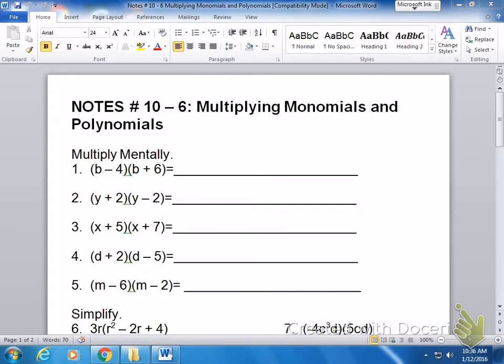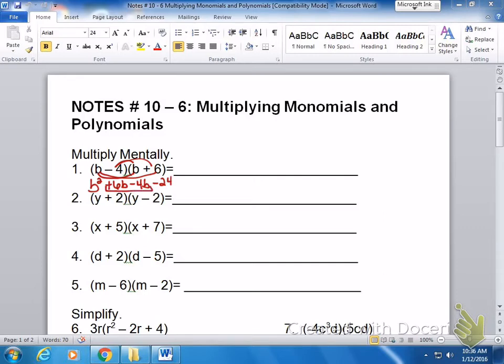and it says do it mentally, but we can distribute and do the same thing. So first I have b times b, that gives me b squared. I have b times 6, which is plus 6b. Now I've distributed my b, I'll go to the negative 4. Negative 4 times b is negative 4b. Negative 4 times positive 6 is plus 24. Or minus 24, sorry.